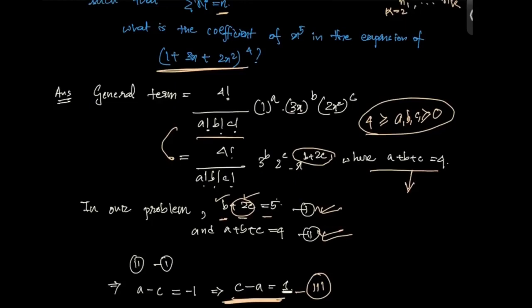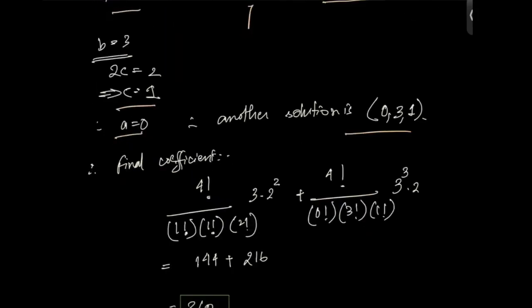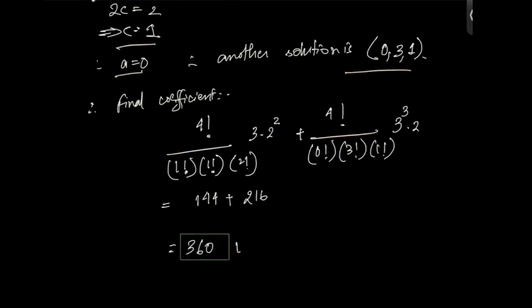Now we wanted to find the coefficient of x to the power 5, right? The general term that contains x to the power 5 is this thing when you substitute the a, b, c tuples in this. So what is the final coefficient? There will be two terms with something x to the power 5 plus something x to the power 5, so the final coefficient will be the sum. In this general term, we have to substitute these two values and then take the sum, which turns out to be 360, a simple calculation.